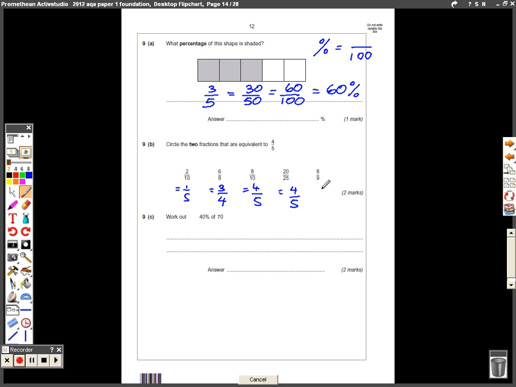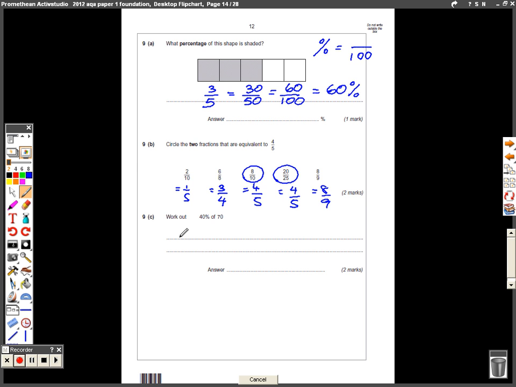And finally 8 and 9, well, there aren't any numbers which go into both 8 and 9, so that's the best we can do. Leave it as 8/9. So we can see that there are two fractions there, which are equivalent to 4/5. There's the 8/10 and then 20/25.